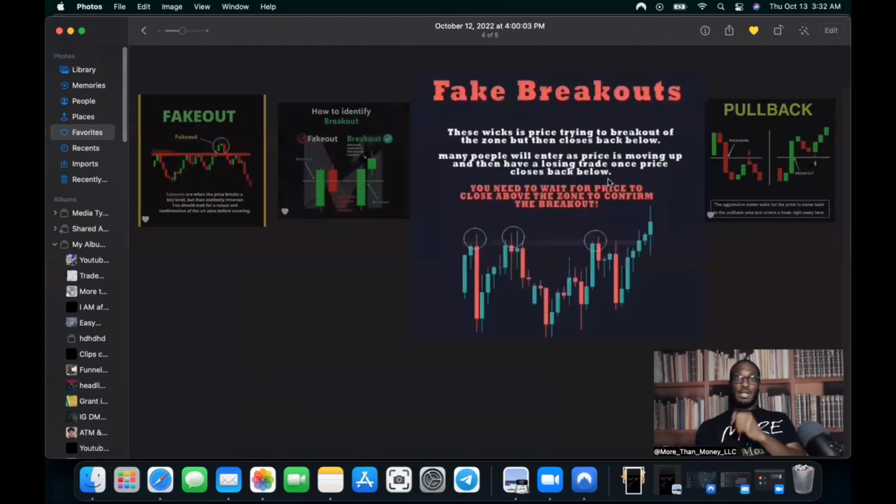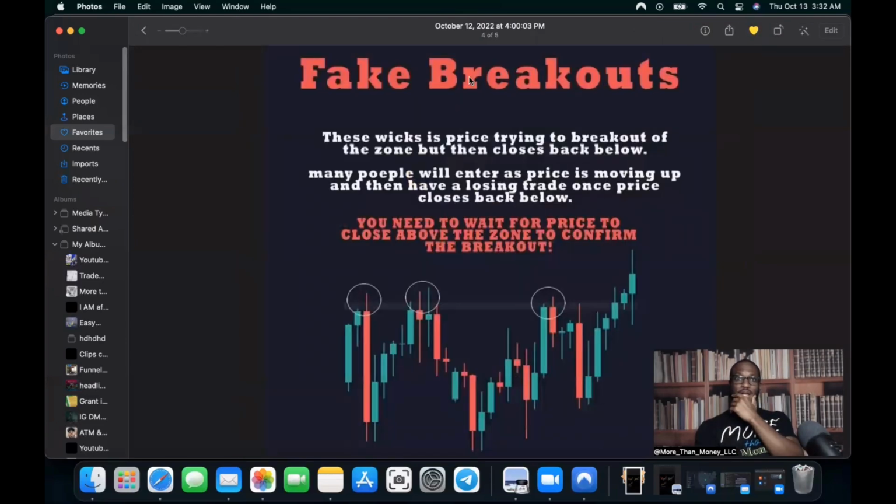Another example of fake breakouts. These wicks, it's price trying to break out of the zone, but then it closes back below. Many people would enter exactly as price is moving up and then have a losing trade once price closes back below. You need to wait for price to close above the zone to confirm the breakout.